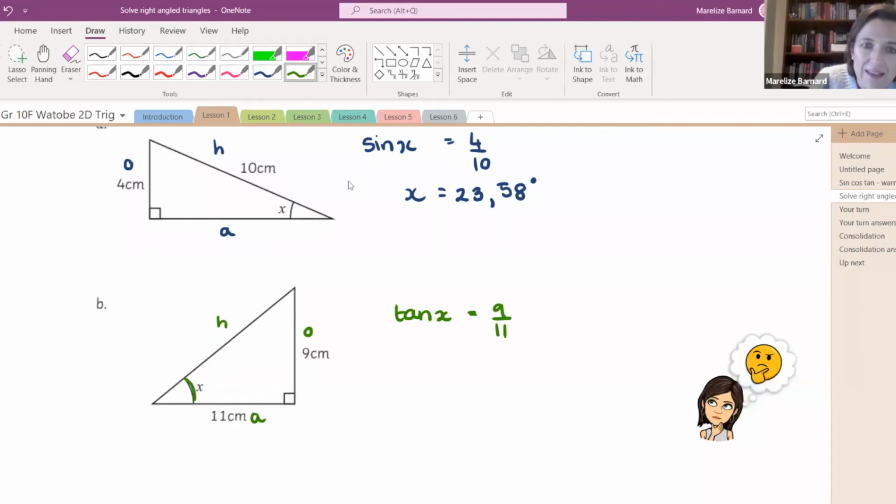How do I find x? I need to press shift tan on my calculator. So we go shift tan, 9/11, and that gives me 39,29 degrees. Okay, if you got it right, give me a thumbs up in the chat.